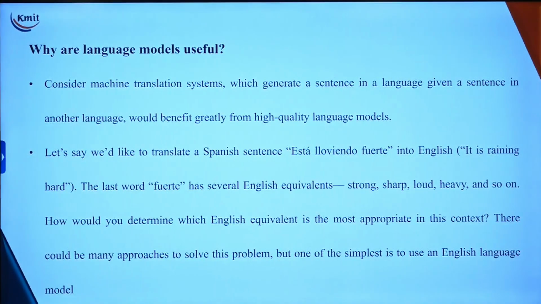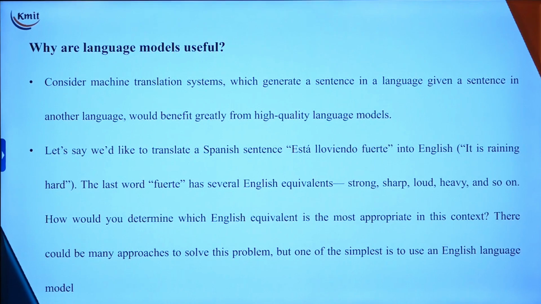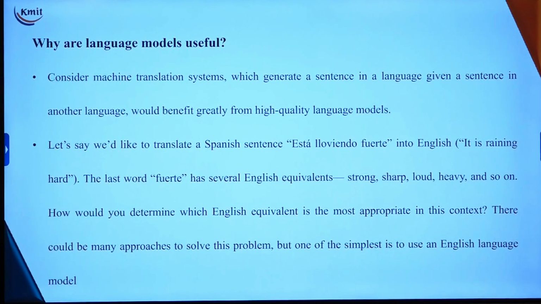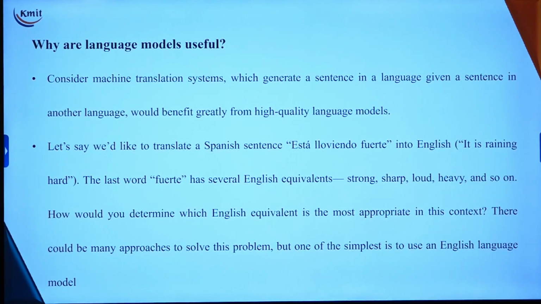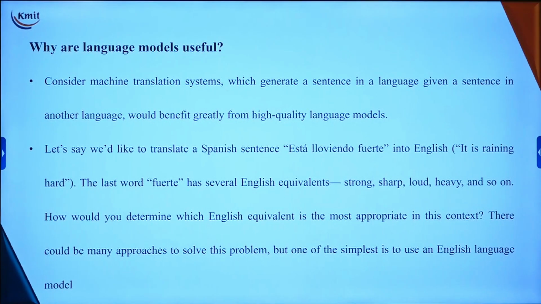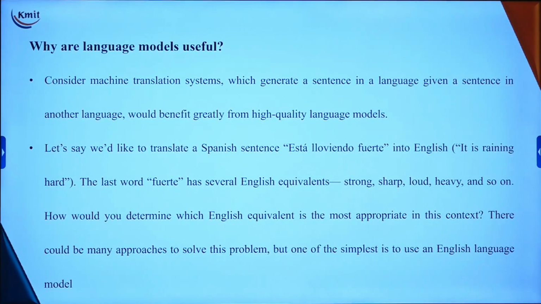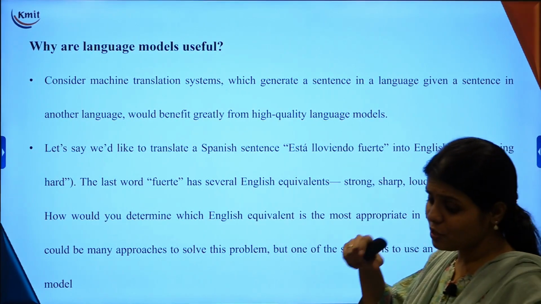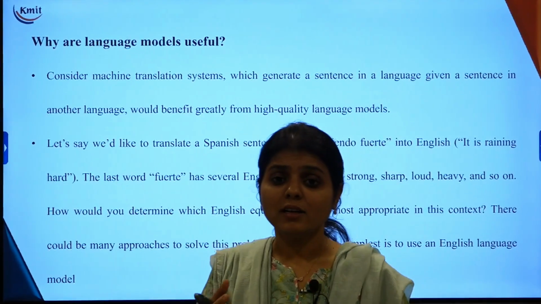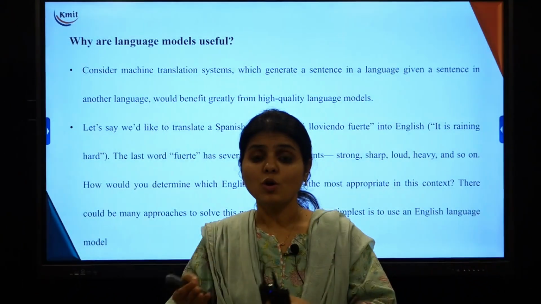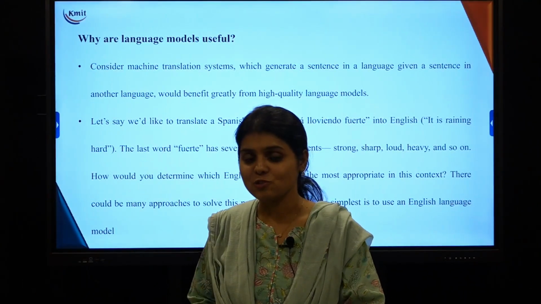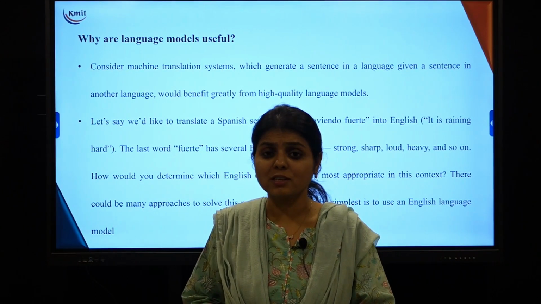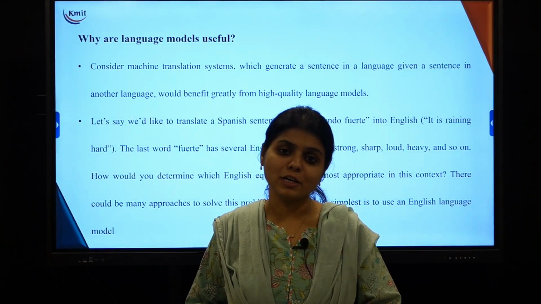So when we consider machine translation, we try to generate one sentence in one language into another sentence of another language. If you want high quality translation, as I told you, Google translation systems were not that accurate some years ago compared to the Google translation systems, GNMT, that we use now. This is because of language models coming into the picture.